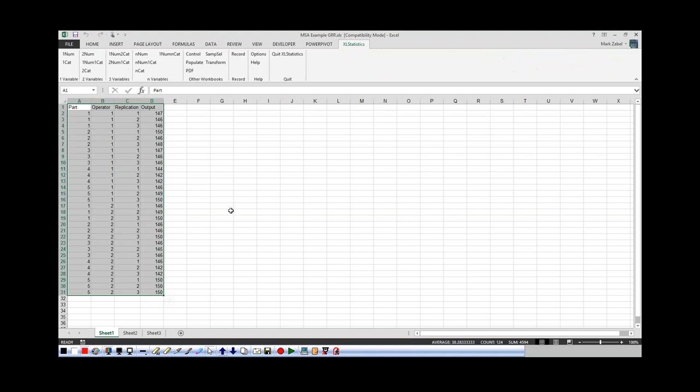Okay. So what would be helpful if I wanted to know whether the operators were measuring something correctly? What might be helpful for me?